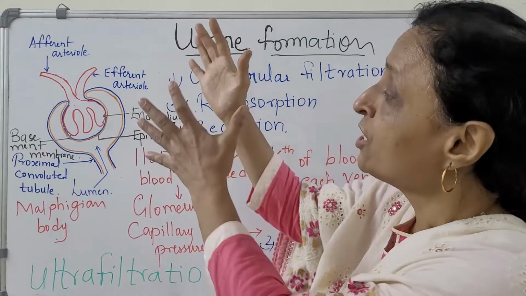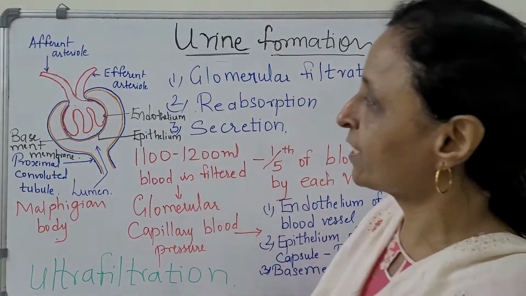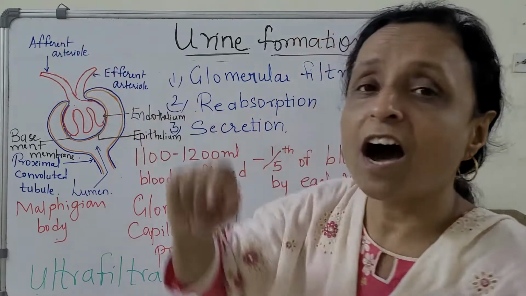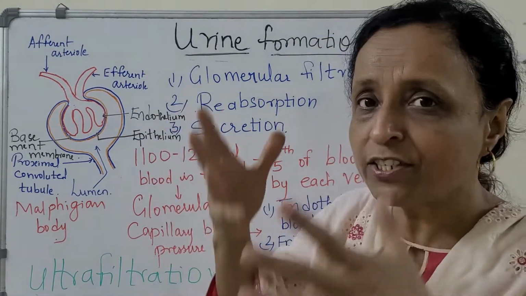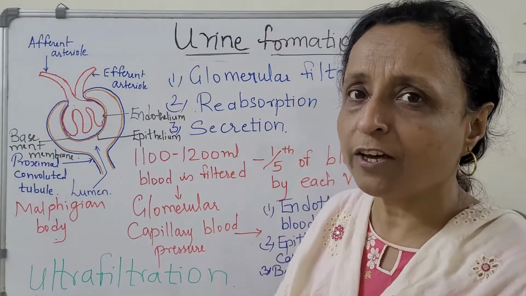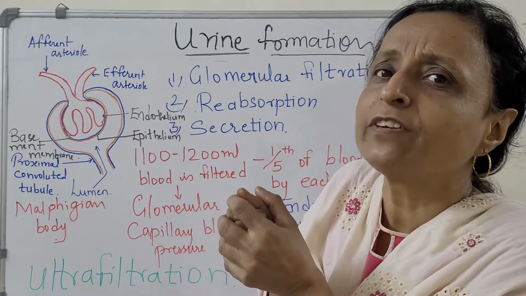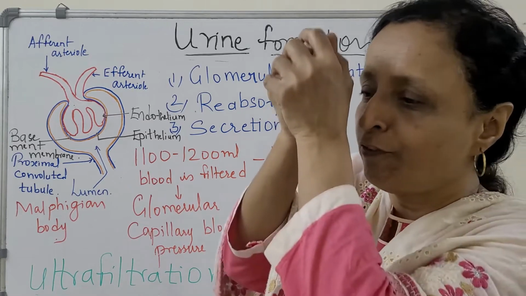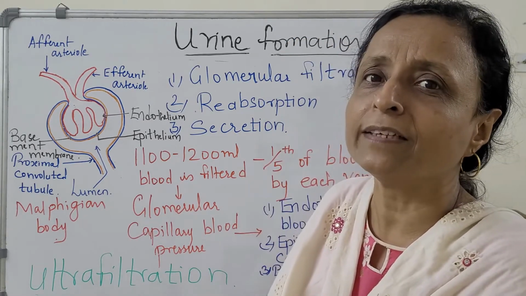You know the structure of the Bowman's capsule. Now this afferent arteriole, it's the artery which comes from the dorsal aorta. It forms a bunch of capillaries. There is a lot of pressure in the capillaries. So filtration will take place.